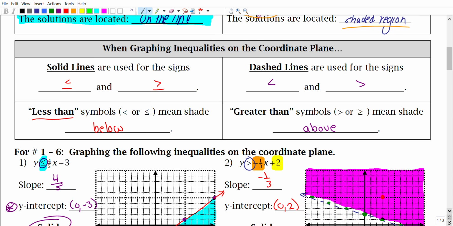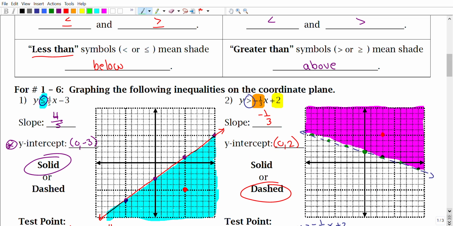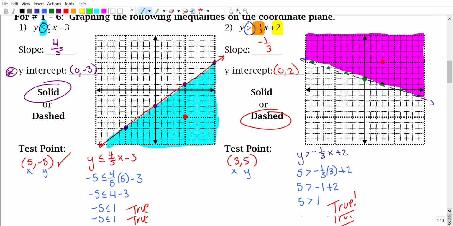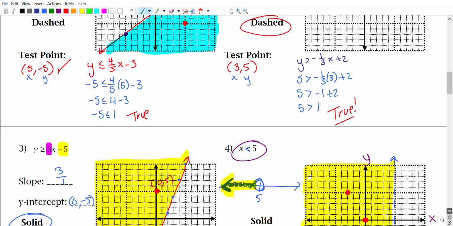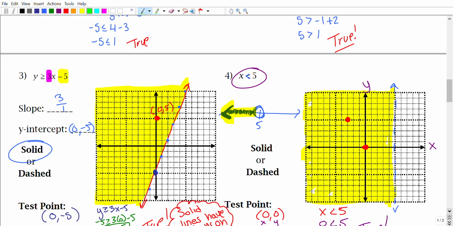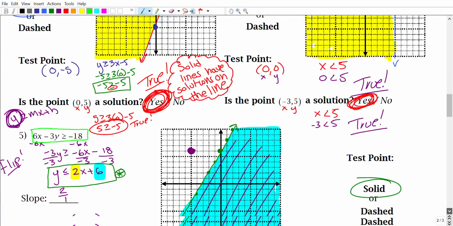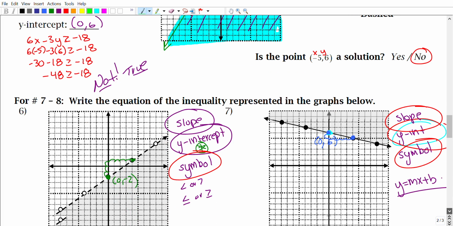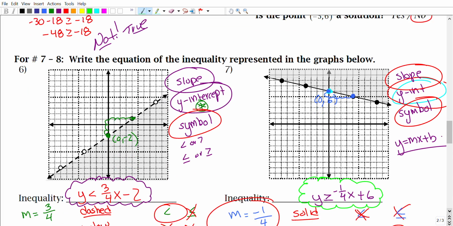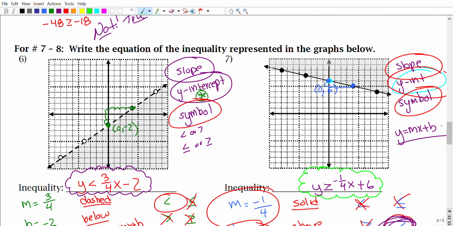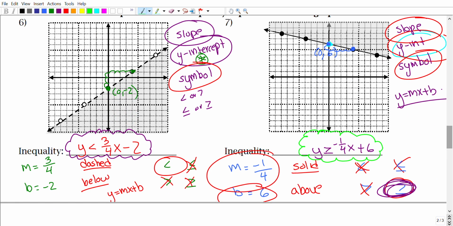Given all of those hints, we were able to graph all of these inequalities. And then finally, at the very end, we were able to do the exact opposite, which was take an inequality that was already graphed and find its original inequality in algebraic form.